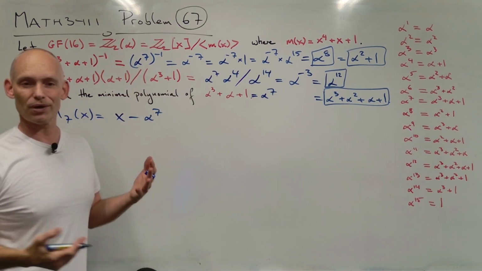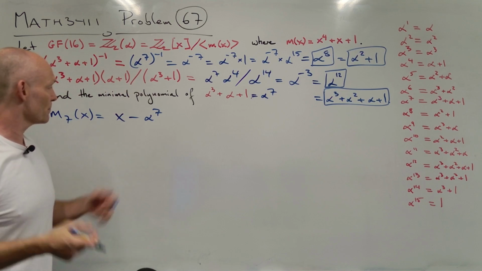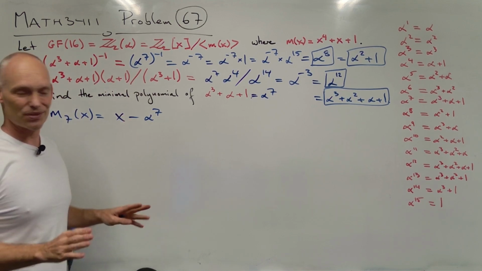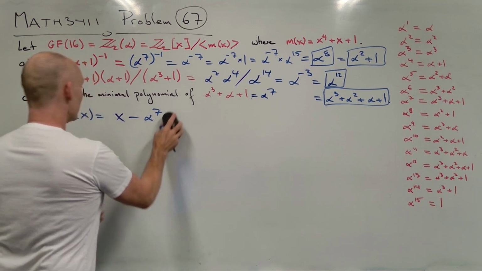If we're in different fields, it might be different coefficients, Z_p in general, where p is prime. So that's not good enough. We have to do more. So, how do we actually do that?